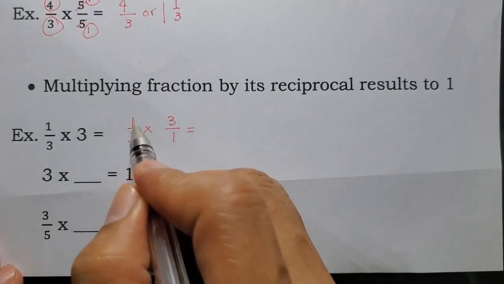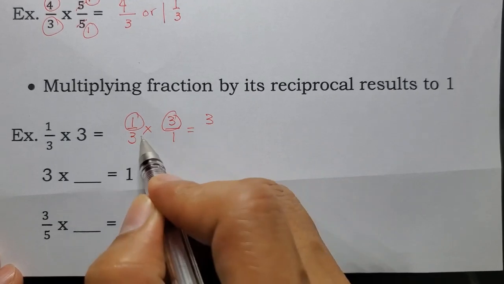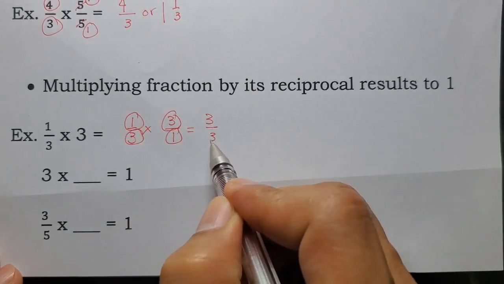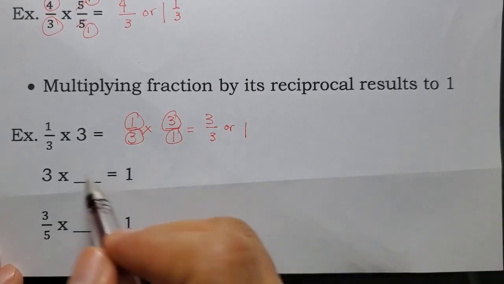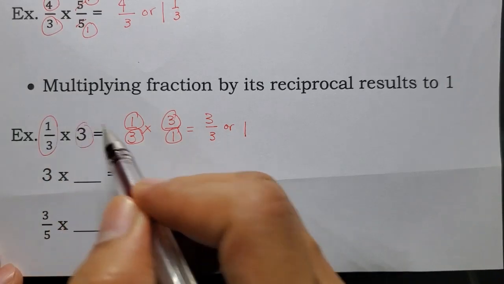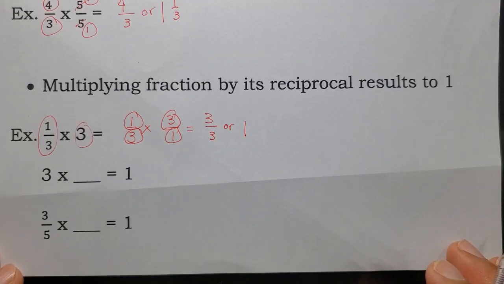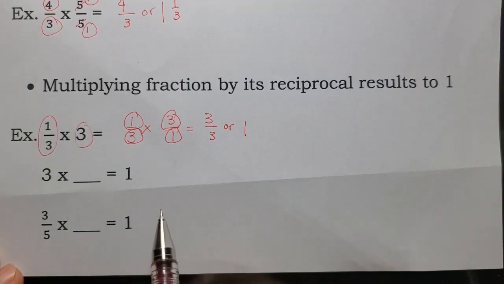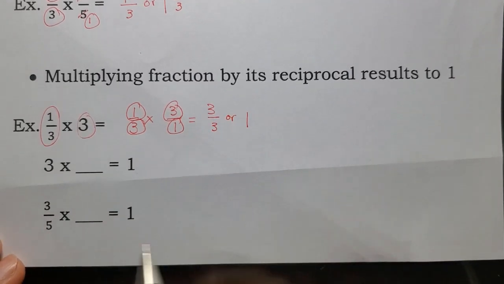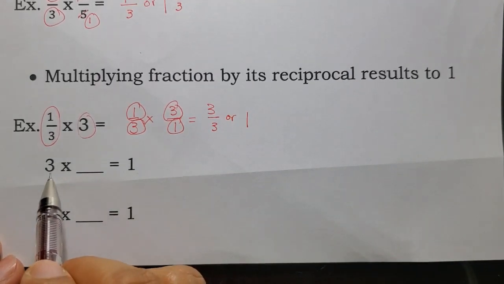So if you notice, 1 times 3 is equal to 3, and 3 times 1 is equal to 3, or that is equal to 1, because 1/3 is the reciprocal of 3, kabaliktaran. What do I mean by reciprocal again? Kabaliktaran. So a number multiplied by its reciprocal is equal to 1. So let's try to find out what's the reciprocal of 3.